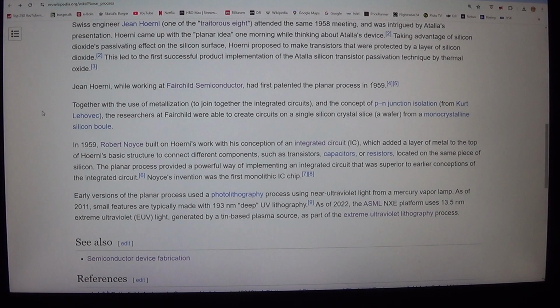The planar process provided a powerful way of implementing an integrated circuit that was superior to earlier conceptions of the integrated circuit. Noyce's invention was the first monolithic IC chip.